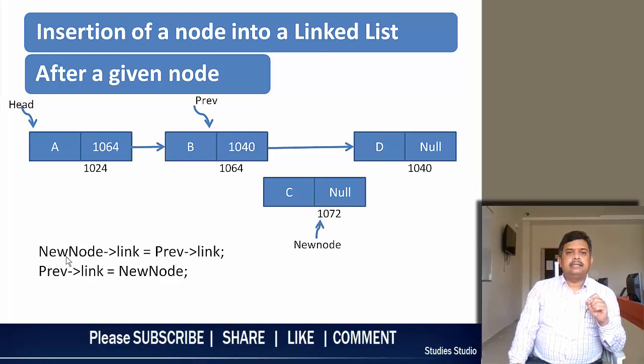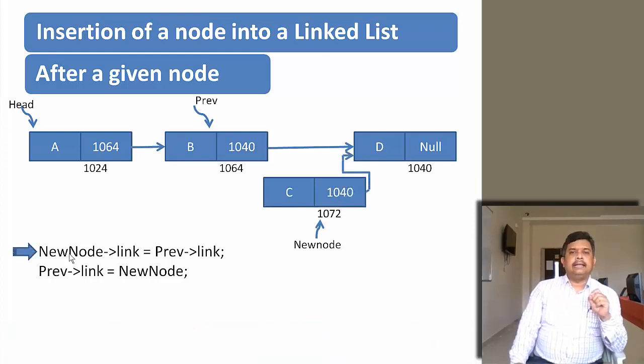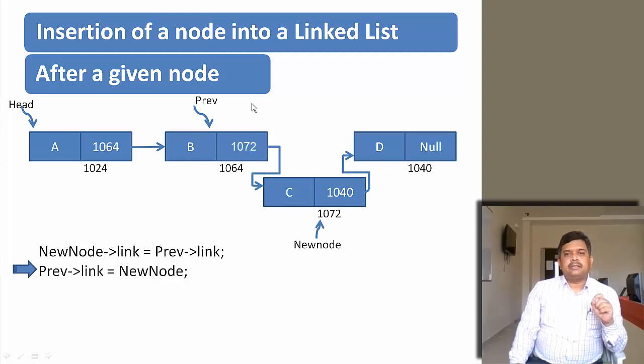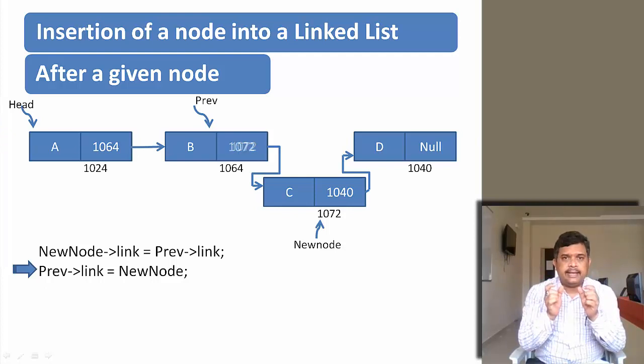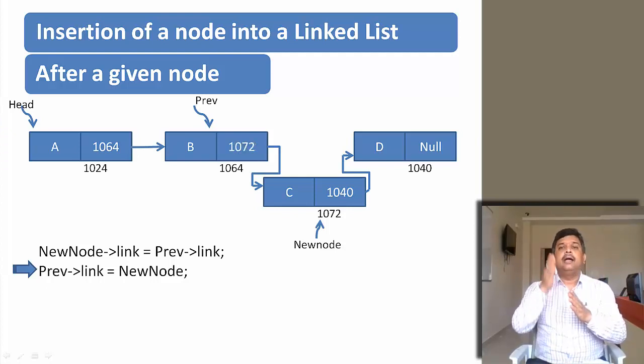So the first line says like this. This is how the link is added. It means C's link contained address 1040. And the next line is: previous link becomes new node. Now previous link was pointing to the location 1040, and as per the new statement, I'll point this previous link to the new node. It means I'll write the address 1072 at this particular location. This is how the new node is inserted in between B and D at the third location.